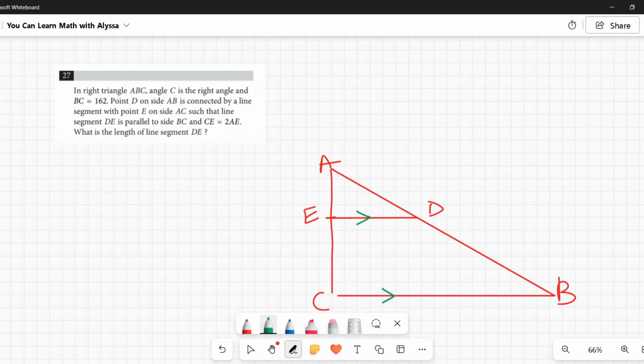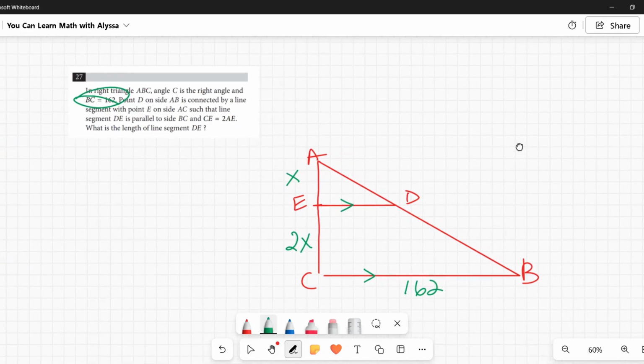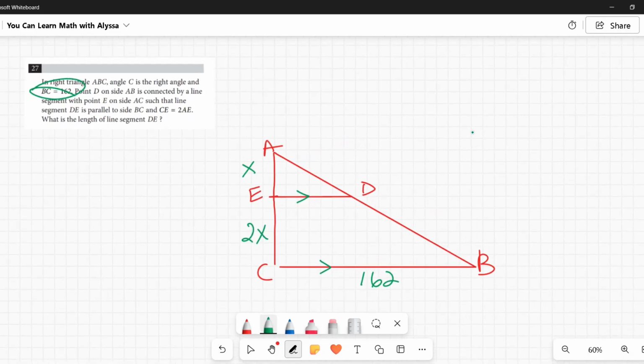And we're told that this part right here, that CE is equal to 2 times AE. So I'm going to call AE X. The length of that I'm going to call X. And CE, just this part, is 2 times that. So it is 2 times X. And we're also given one number, that BC is equal to 162. Okay, so this is 162. Now they want to know what is the length of side DE?